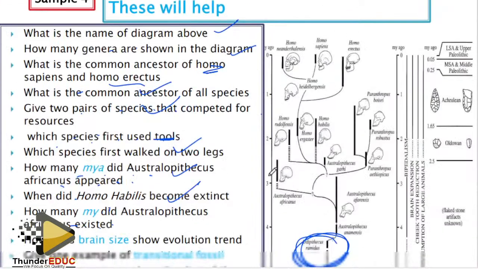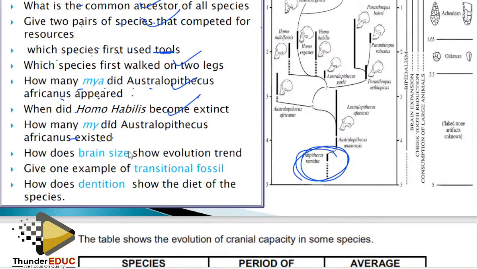Yes. Then they're saying, how does the brain size show evolution trend? We talked about that the brain size means that the higher the brain size, the higher the number of cells, which leads to more intelligence. Give one example of a transitional fossil. An example of a transitional fossil is Karabo. We can talk about Karabo, Australopithecus sediba.